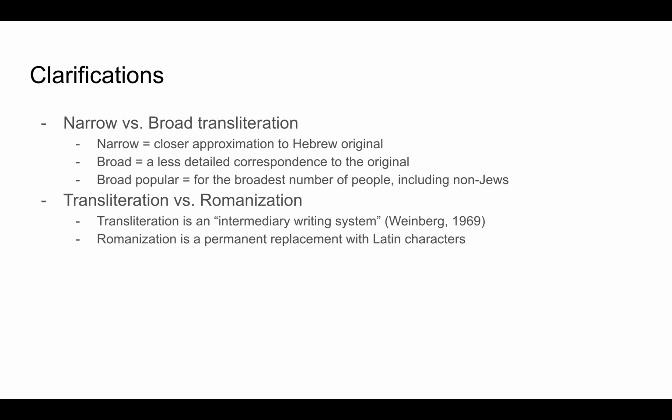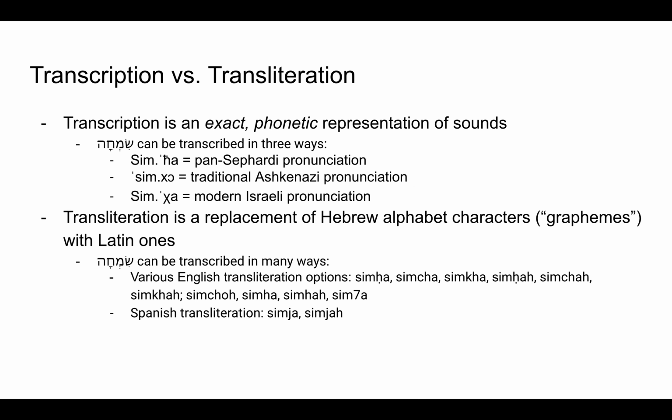And we have to unpack the difference between transliteration and romanization. Transliteration is a temporary, ad hoc, sometimes, thing that is used in certain specific cases, whereas romanization is a proposal to replace a script with the Latin alphabet, which was the case in Israel in the early 20th century. There were proposals to romanize the Hebrew alphabet and the Hebrew language, but it ultimately did not occur.